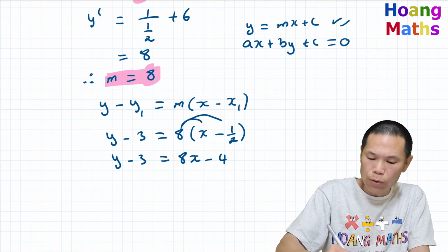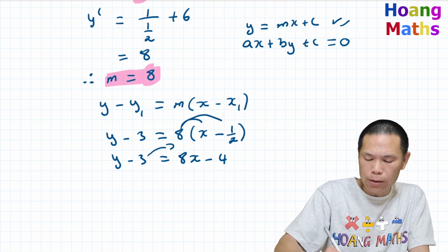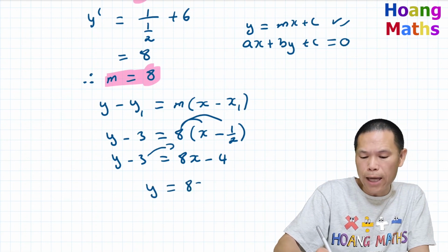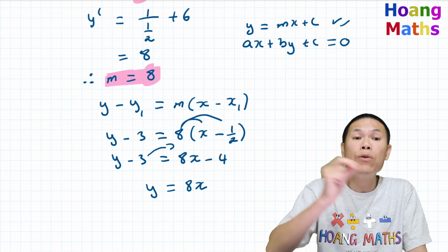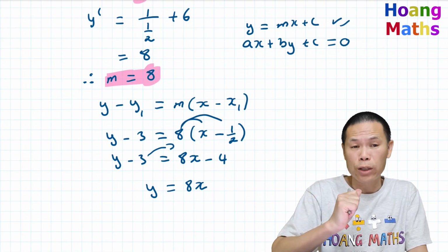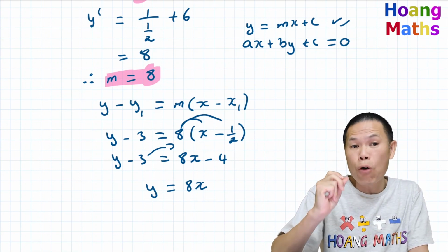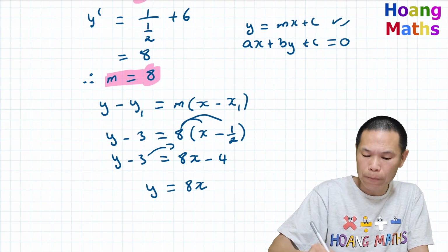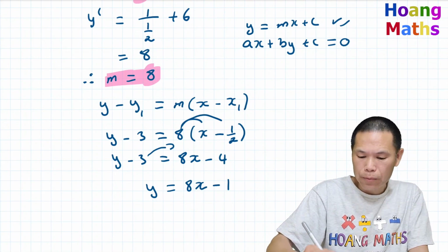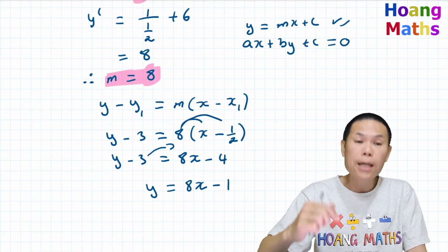So now I just move this negative 3 to this side. So y is equal to 8x, and the negative 3 moves to this side and becomes positive 3. This means that minus 4 plus 3 gives me minus 1. So there you go, that is the answer.